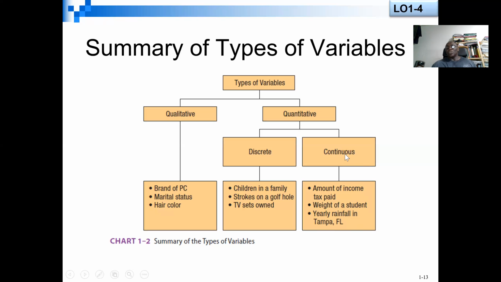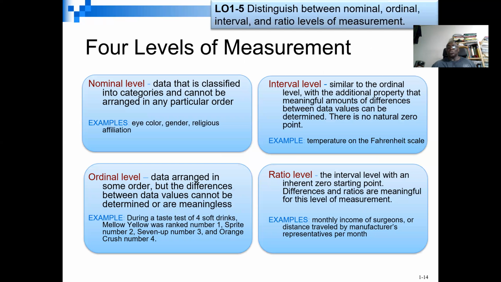So again, types of variables are qualitative, which is normally non-numerical values. Then we have quantitative, which is numerical values. By quantitative, it's a numerical value, but we can get the value in two ways, either by counting or by measurement. Counting means discrete, measurement means continuous. So now we know the types of variables we have. Now we are going to go through the levels of measurement.